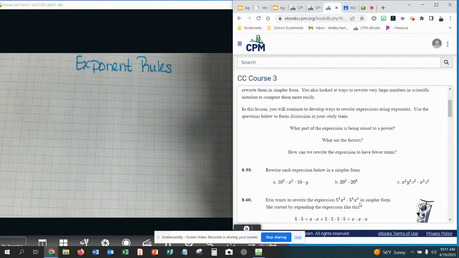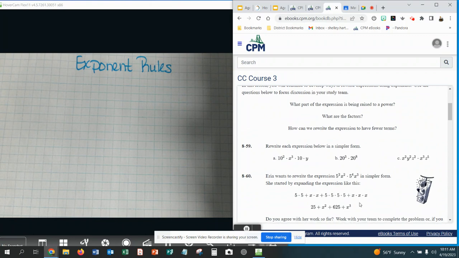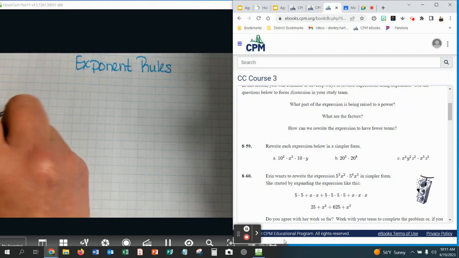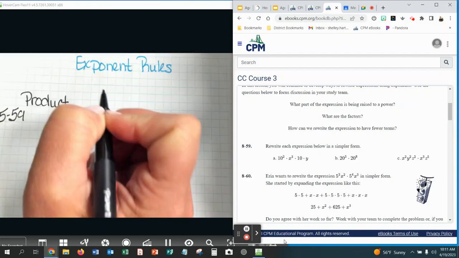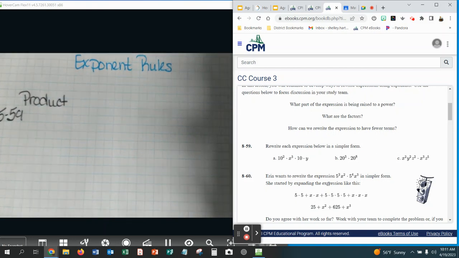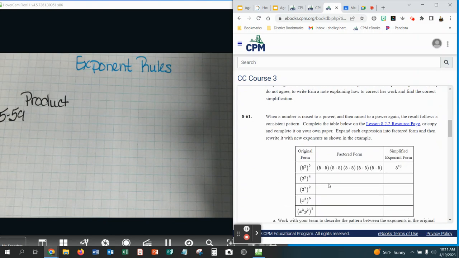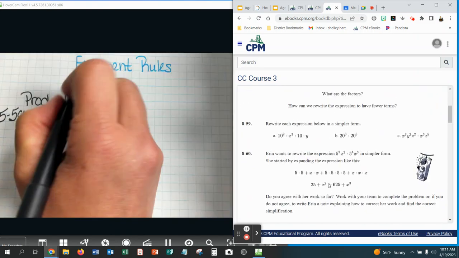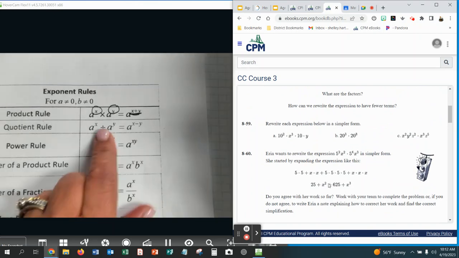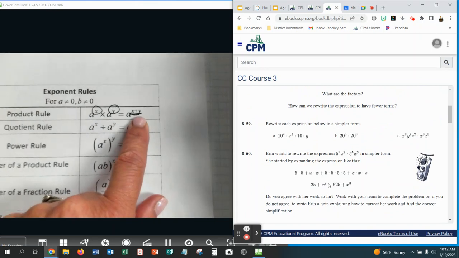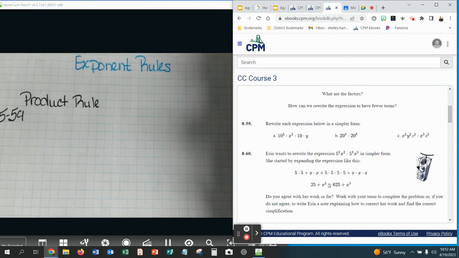So let's start with 5-59. And these are called product rules. And I think we're going to have some quotient rules in here shortly. Okay. So this is called the product rule. Remember, the product rule is when you're multiplying two exponents with the same base, you're basically adding them.